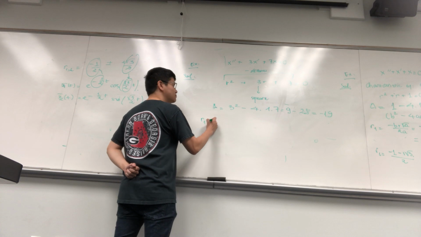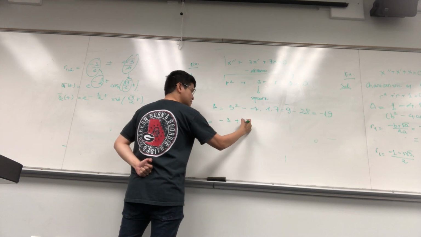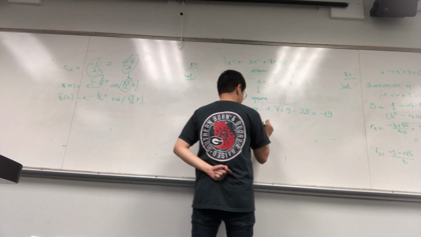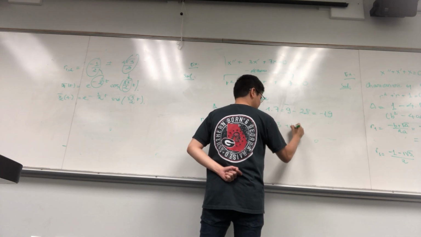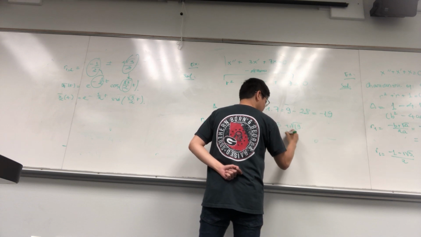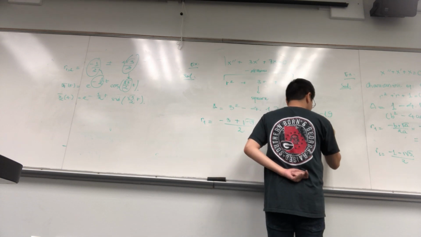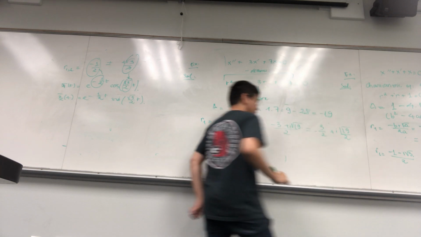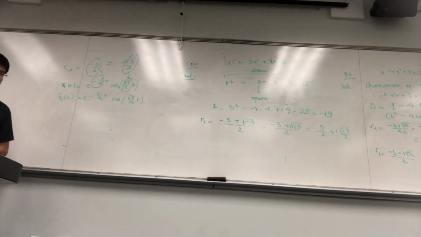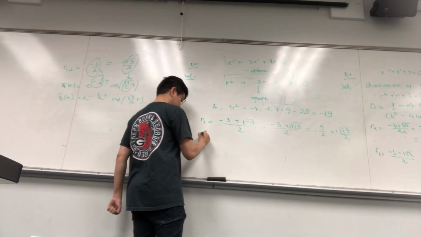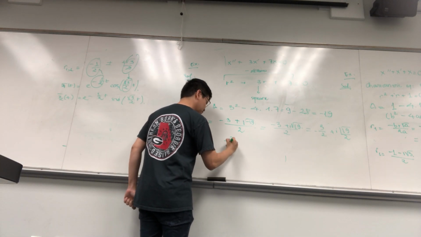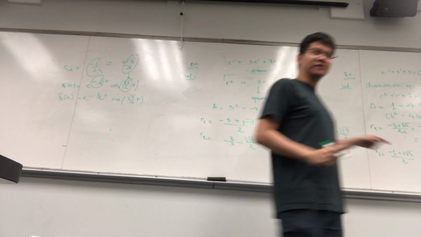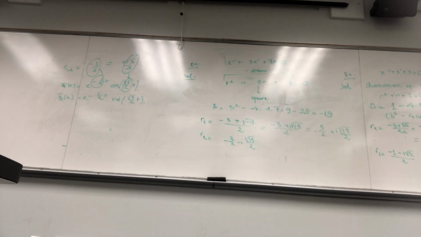So now you have r1, which is minus 3 plus square root of minus 19 over 2. And this is minus 3 plus i square root 19 over 2, which is minus 3 over 2 plus i square root 19 over 2. So r2 will be the same: minus 3 over 2 minus i square root 19 over 2, except that you change the plus into the minus.